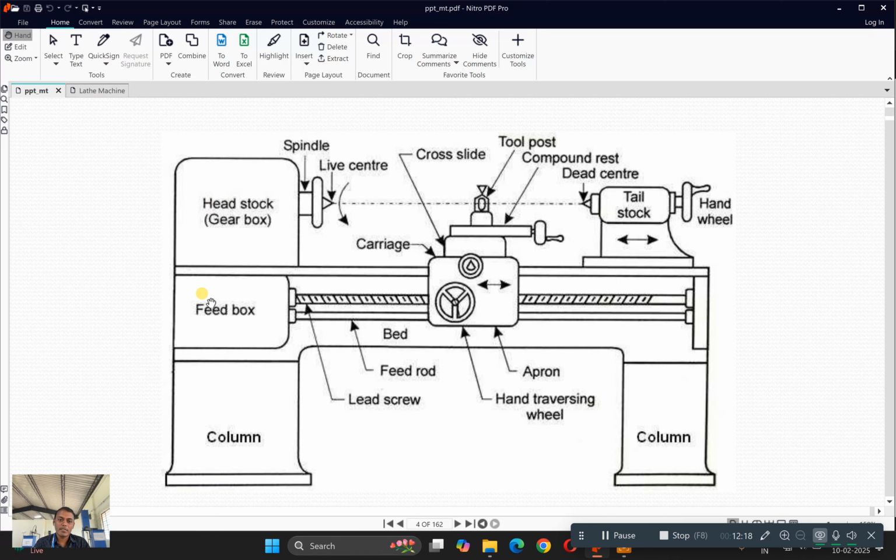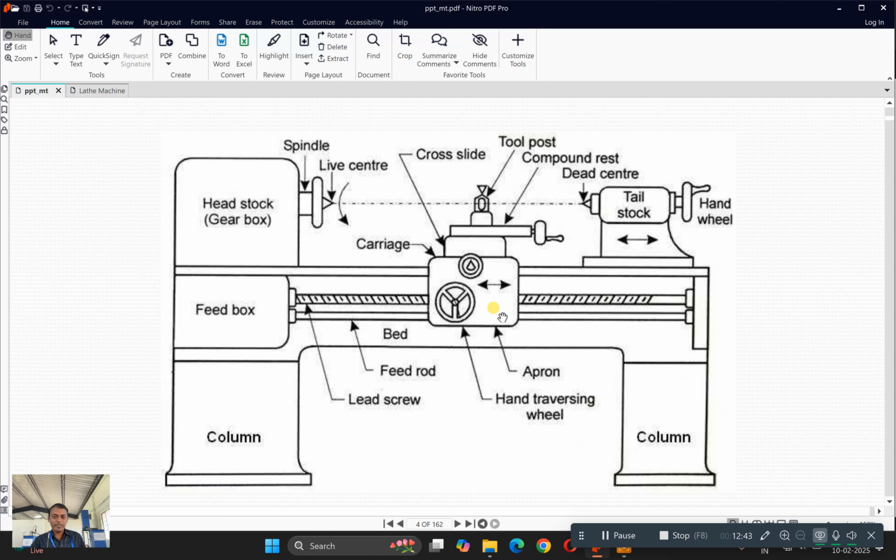Then we are also having something called a feed box. So this feed box is the box which is getting its power from an external electrical motor. Both this headstock and feed box are getting power from the external electrical motor, and this feed box in turn transmits its power to the feed rod.